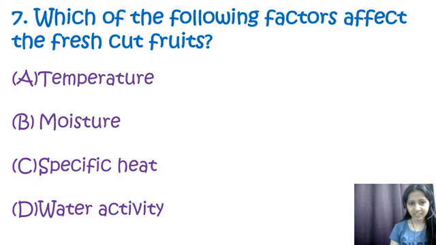So question number 7. Which of the following factors affect the fresh cut fruits? So options are temperature, moisture, specific heat and water activity. So over here the correct option is D, that is water activity.